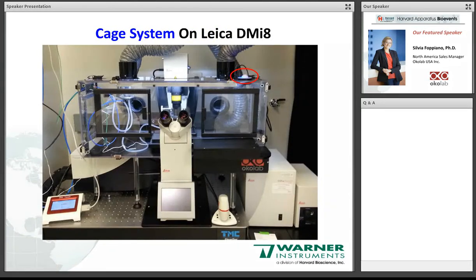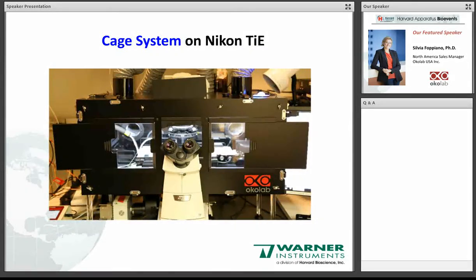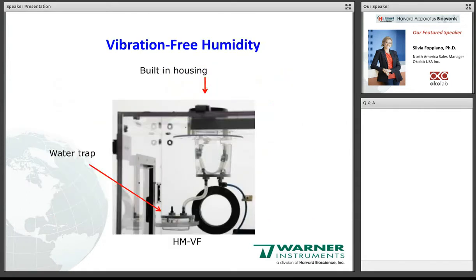Here is an example of our cage system on a Leica DMI-8 with an SP8 confocal, and in the red circle is our dimmer. This is another example on a Nikon TIE. It has blackout panels. The LED light inside is on, and here you can see your little dimmer in the red circle. In this case, humidity is a little bit easier to deliver because it resides inside the enclosure.